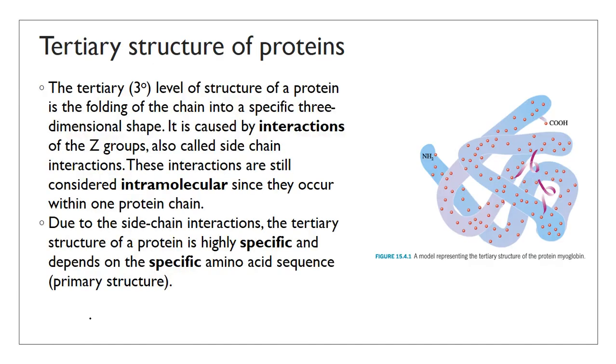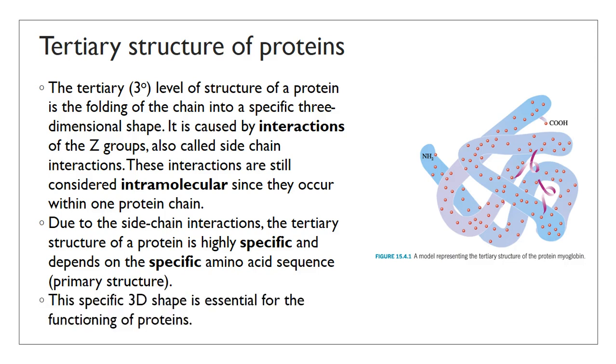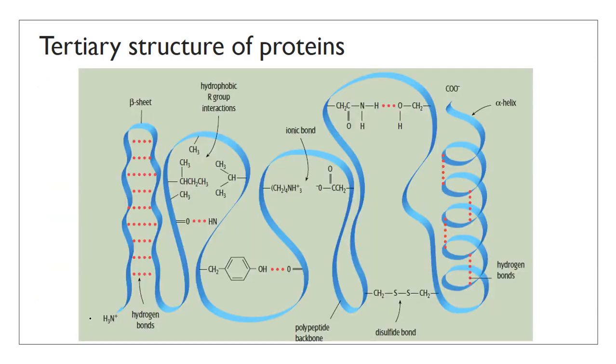And I'm sure the biology pupils know this already, but due to these side chain interactions, the tertiary structure of a protein is highly specific, and it will depend on a specific amino acid sequence. So it's going to fold into a specific shape depending on what the type, order, and number of amino acids are. And this specific 3D shape is essential for the functioning of proteins, as we'll talk about in more detail tomorrow.